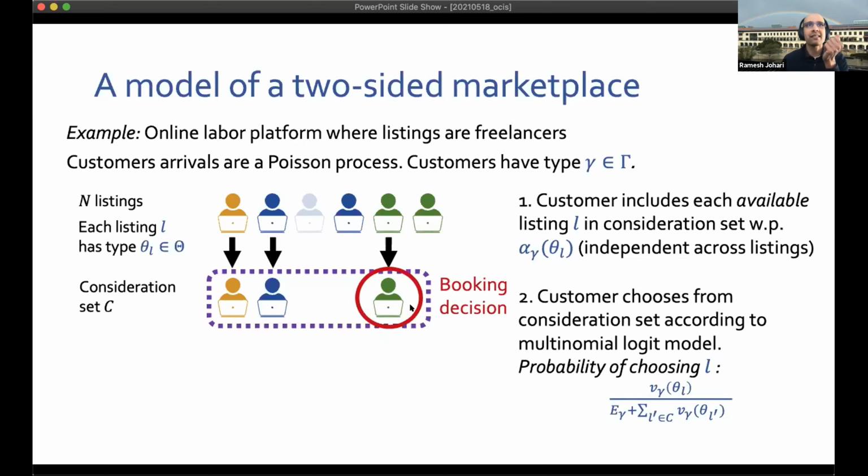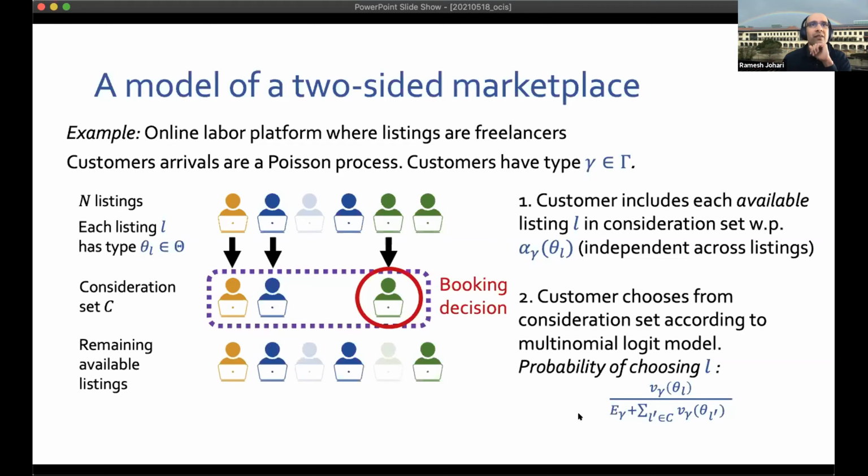In this particular case, let's say the customer books the green listing. There's also an outside option, so they may choose not to book at all. And after they book that green listing, the remaining available listings now is that initial available set with the green listing also shaded out. So that's no longer available.